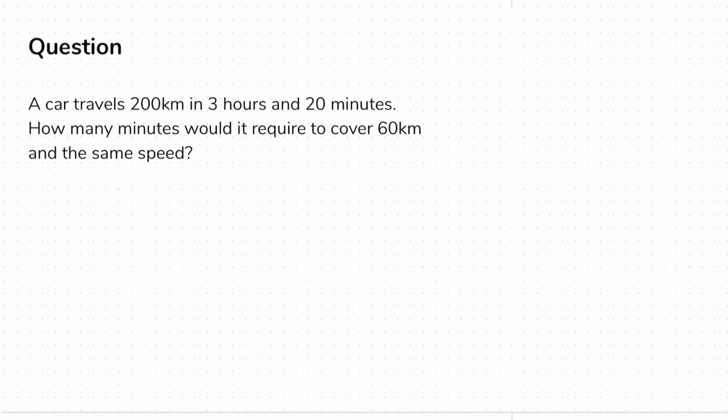Now with proportion you're often given a baseline or something to compare to, and in this instance we're given a car which travels 200 kilometers in 3 hours and 20 minutes. The first thing I'm going to begin with is by changing 3 hours and 20 minutes into minutes. So what's that? Well, it's 3 times 60 plus 20, which is 200 minutes. And this is just going to make it easier to do all of my calculations.